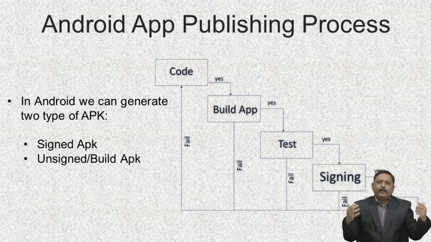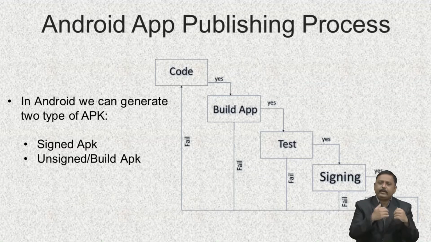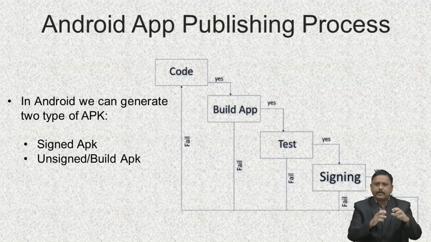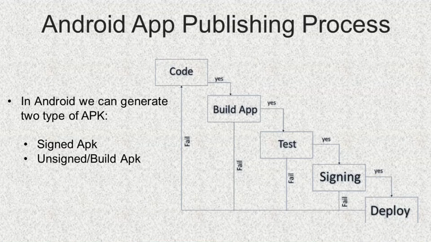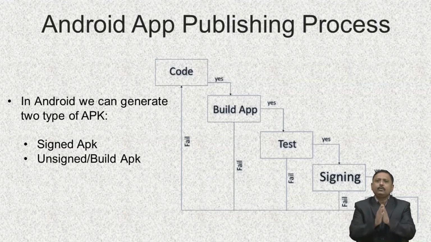If we look at the Android app publishing process, first you write your code, then the second step is to build and run your app, then you have to test for specified functionality, and if everything is okay, then you have to sign your app so that other users can trust that this app is coming from a reliable source, and finally you have to publish your app on Google Play Store or any other marketplace.